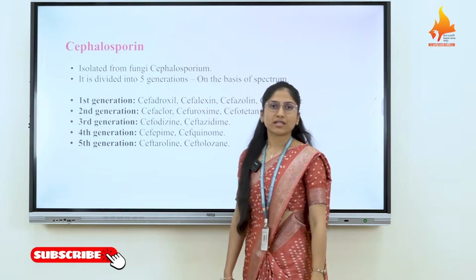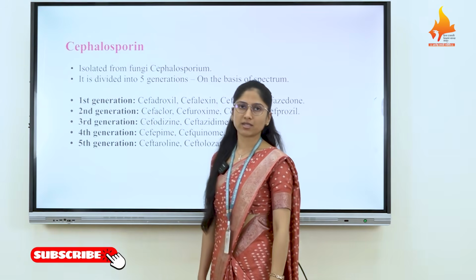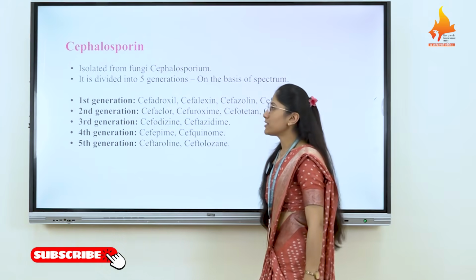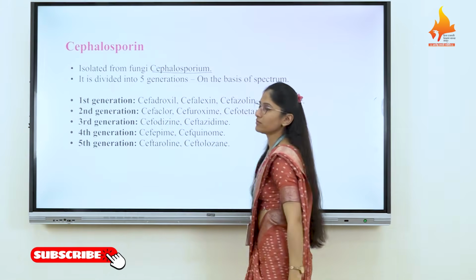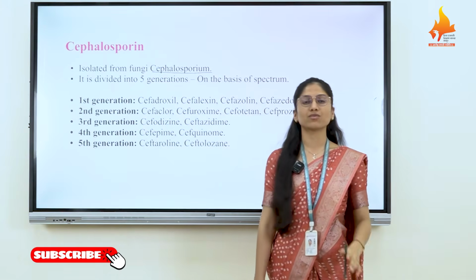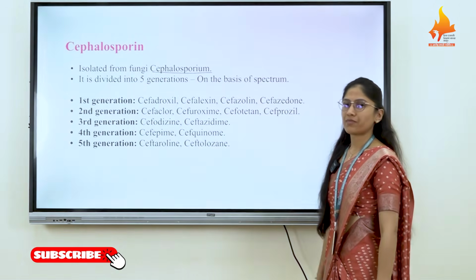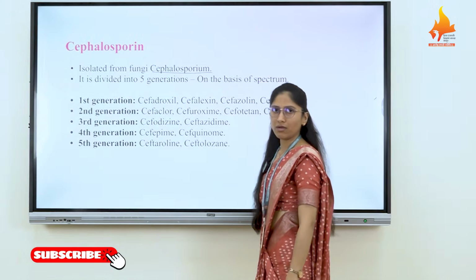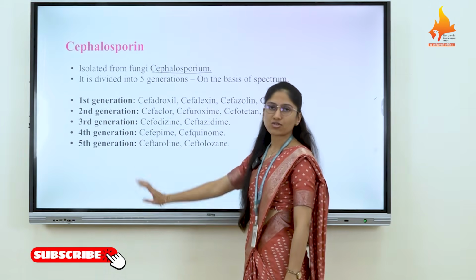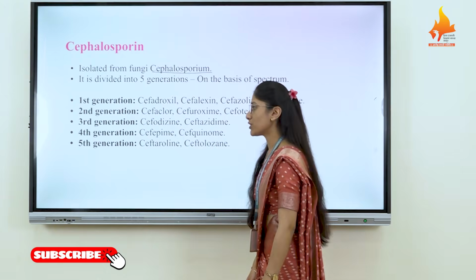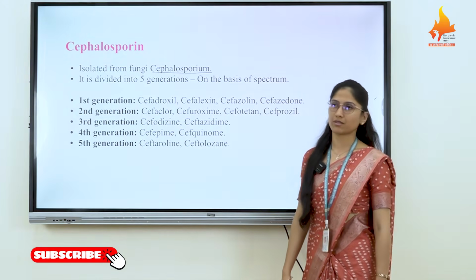Next antibiotic, that is cephalosporin. Cephalosporin is also a beta-lactam antibiotic. It is isolated from the fungus Cephalosporium. It is divided into 5 generations on the basis of spectrum, either narrow spectrum or broad spectrum. So first generation, second generation, third generation, fourth generation and fifth generation cephalosporin antibiotics.